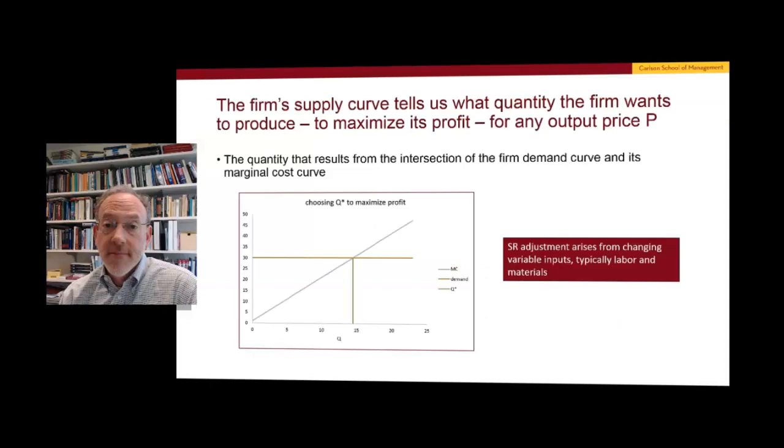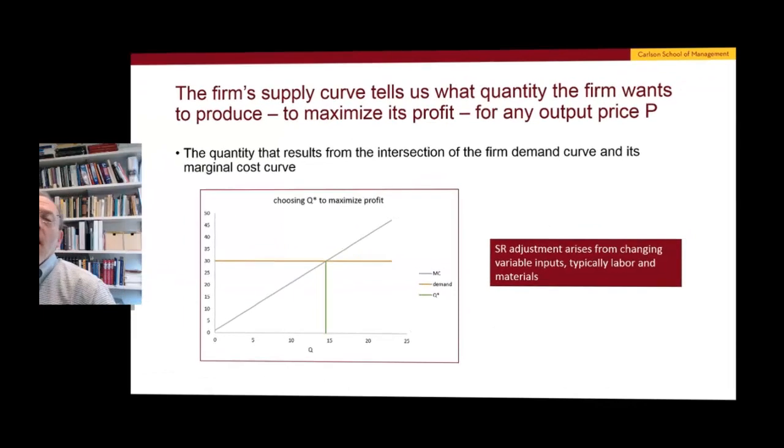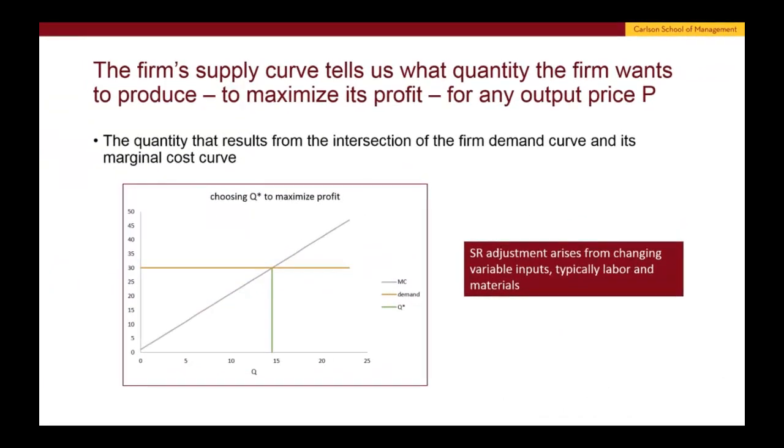Now let's talk about the firm and the market's short-run supply curve. The firm's supply curve tells us what quantity the firm wants to produce in order to maximize its profit for any output price P. This is very related to the theory of profit maximization for the competitive firm.